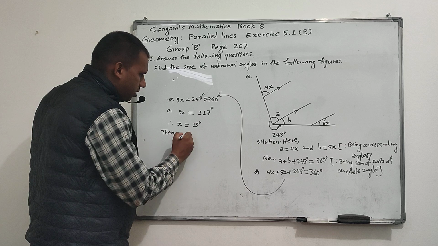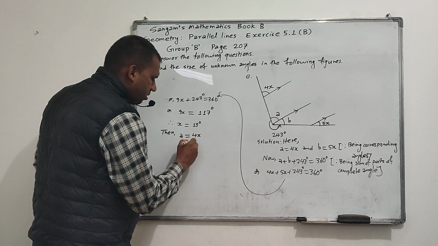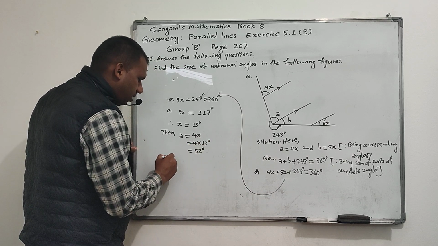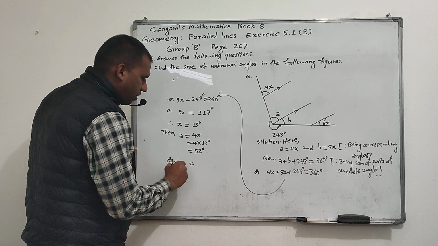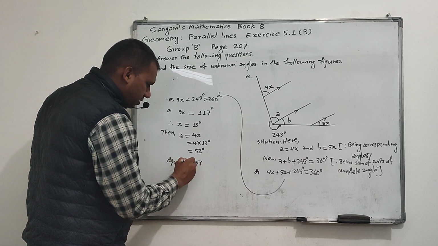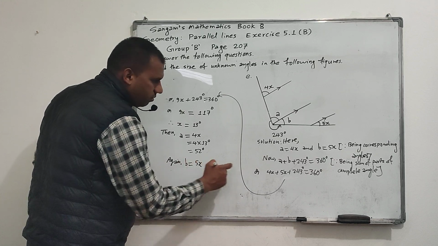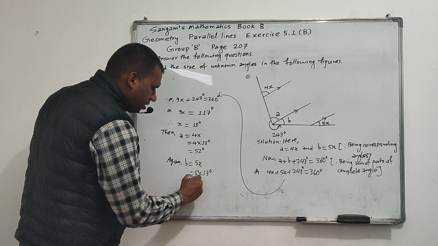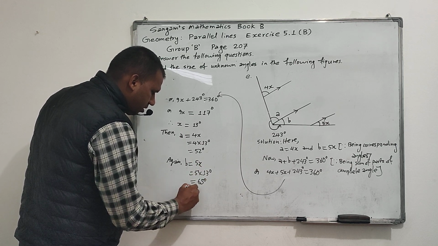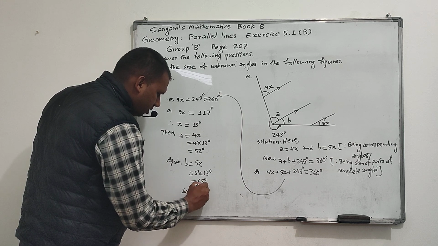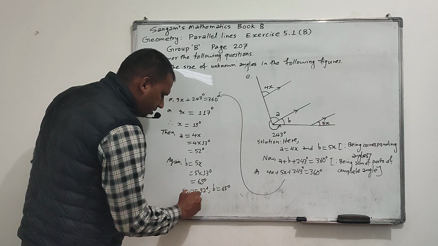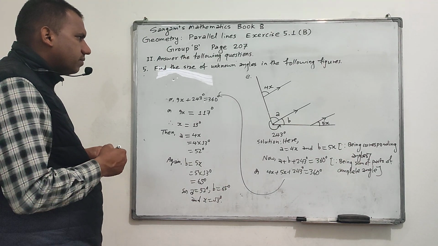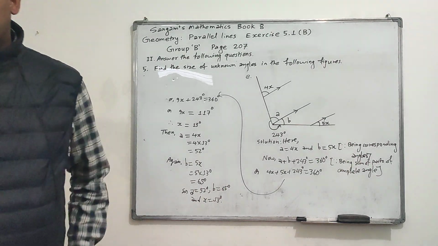Then, A equal to 4x, 4 into x is 13 degree, 52 degree. Again, B equal to 5x, so 5 into value of x is 13 degree, that is 65 degrees. So A equal to 52 degree, B equal to 65 degree, and x equal to 13 degree. This is the required answer.